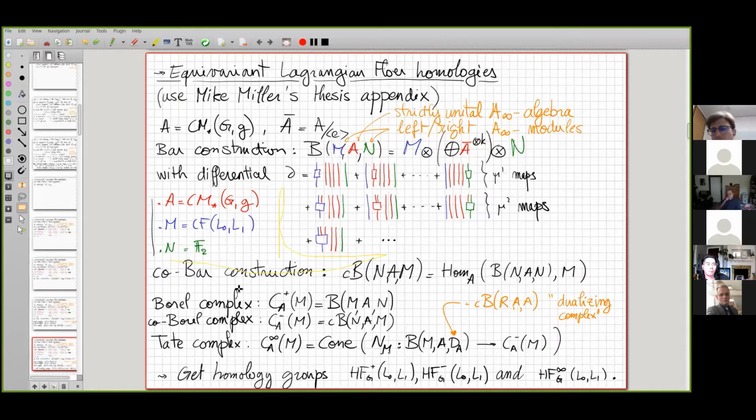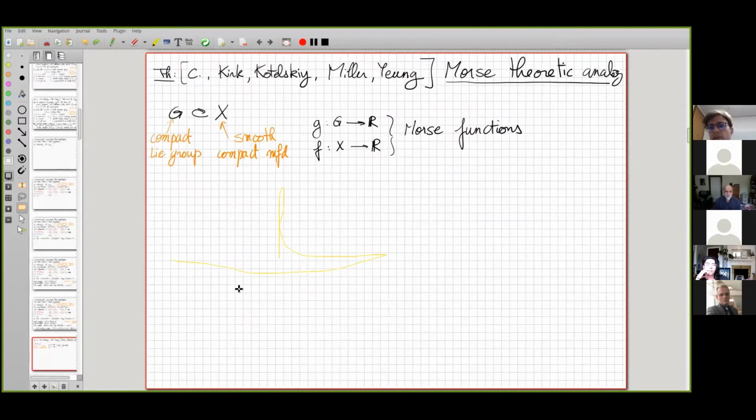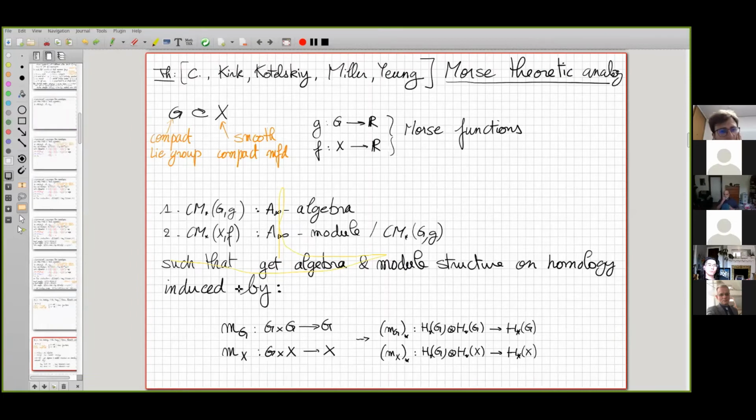As I said, this construction of the A-infinity structure is inspired by Morse theory, so maybe I'll first describe the Morse theory analog. Now suppose that you have a compact group acting on a smooth compact manifold, and you have a Morse function on each of these, f and g. In this setting, we can show that the Morse complex of the group is an A-infinity algebra, and the Morse complex of X is an A-infinity module over this algebra.